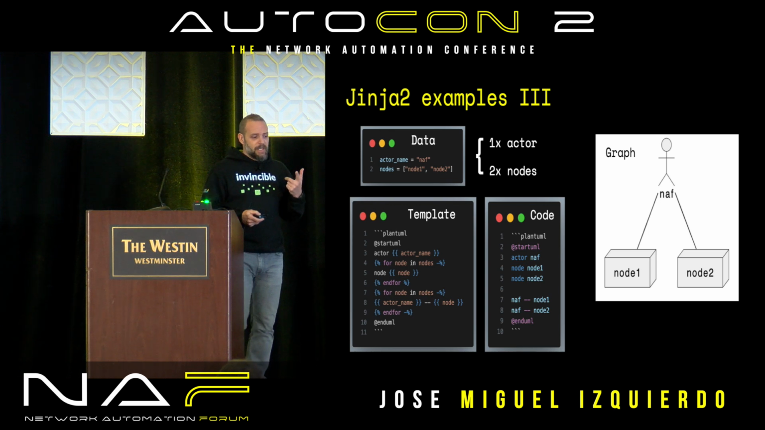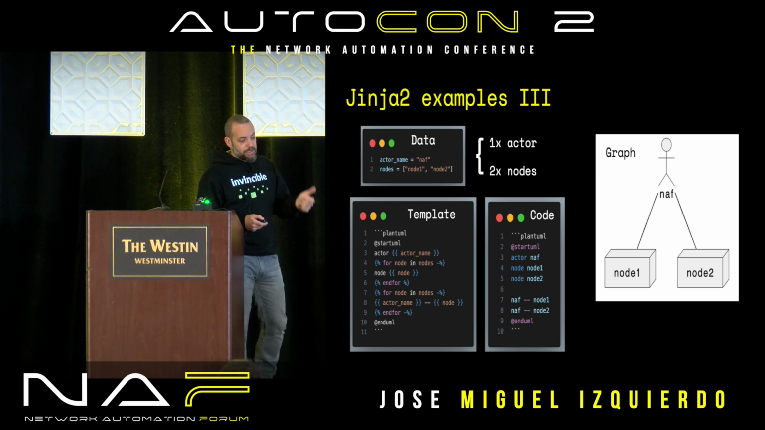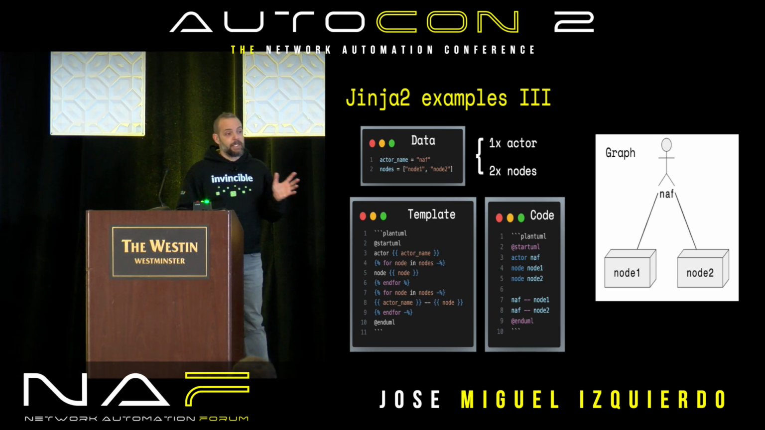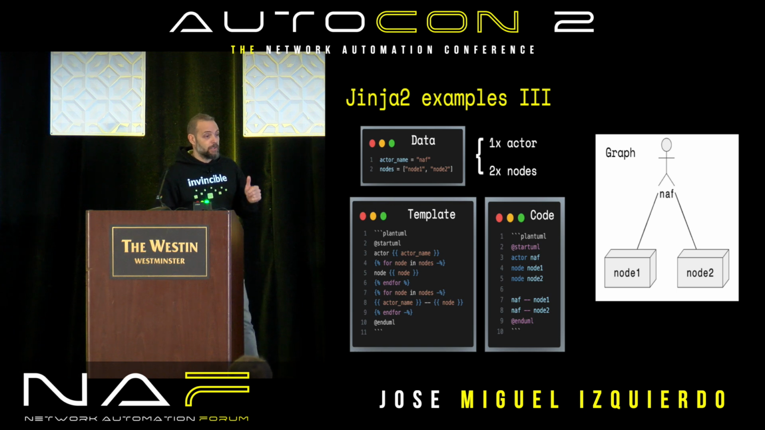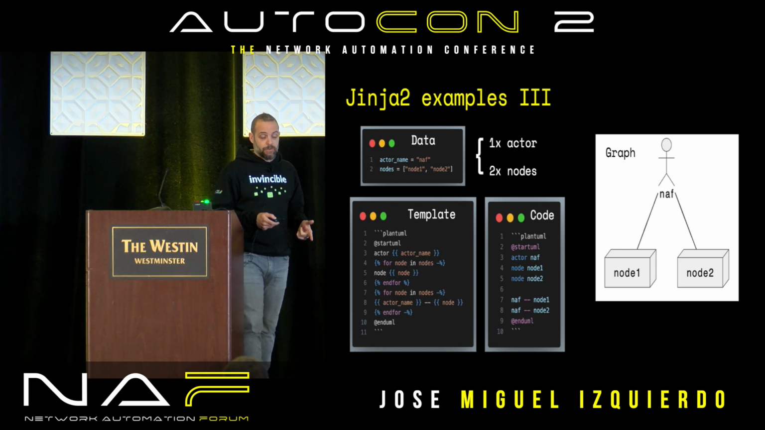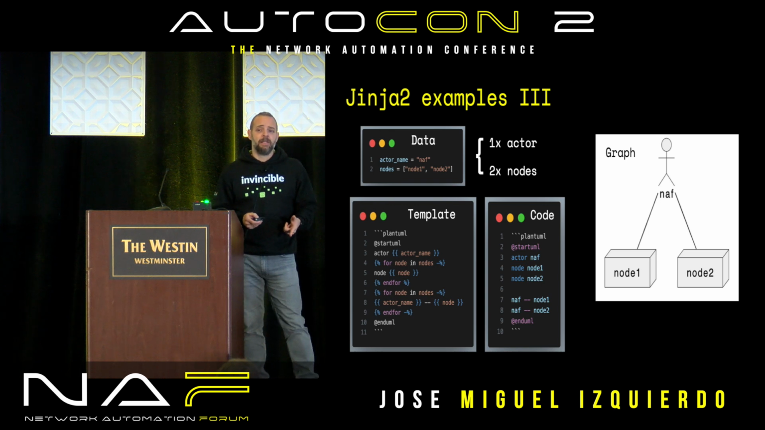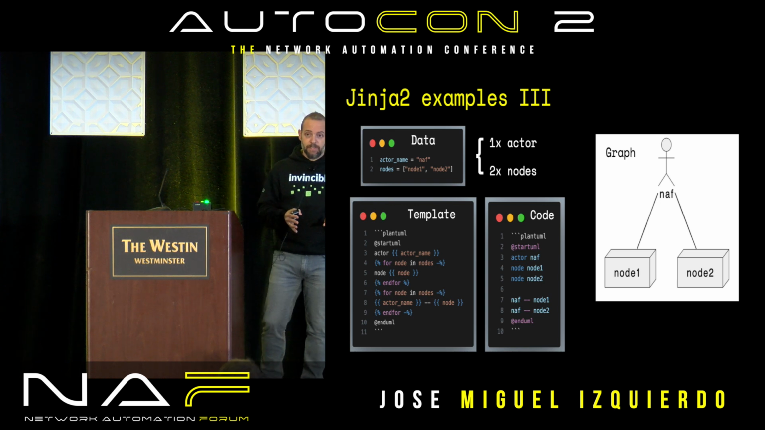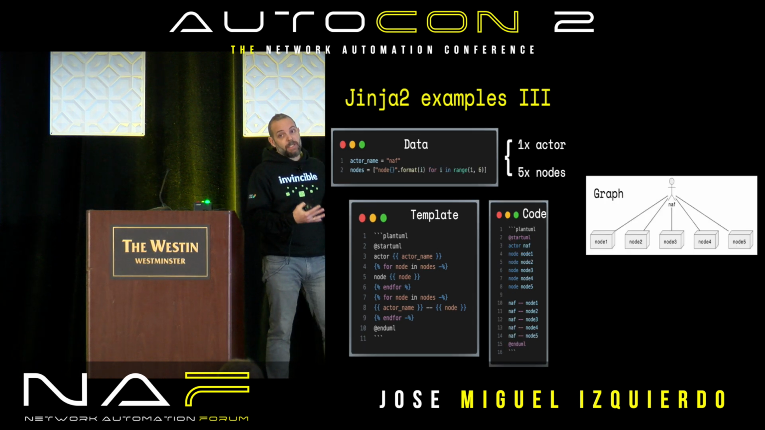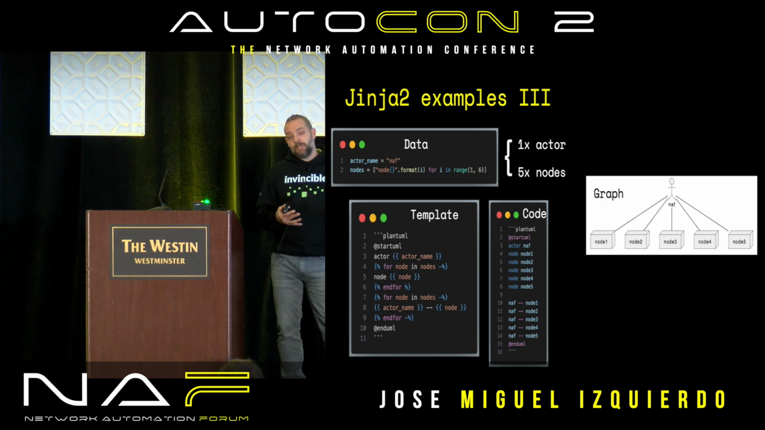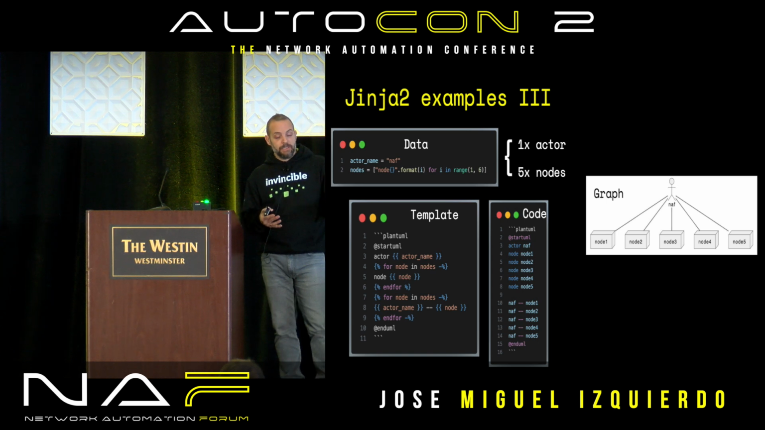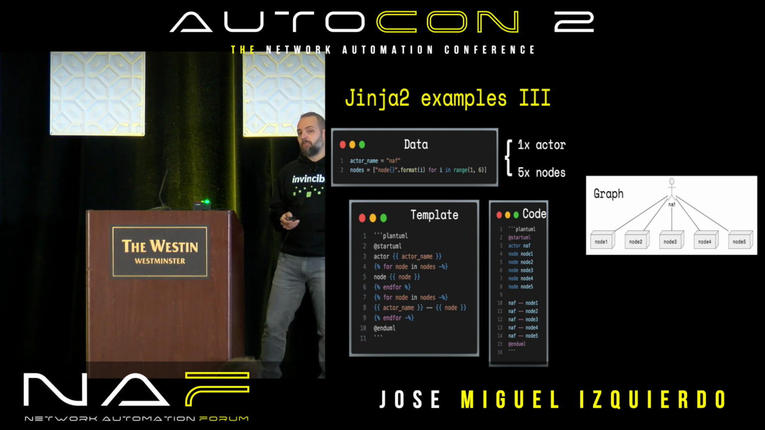In this case, we have our data, our template on the left-hand side, and the code that is being generated, right? We have one actor and two nodes. The diagram that has been generated is there on the right-hand side. What if we have 5 different devices? In this case the code rendered will be a little bit bigger, and the diagram is going to be a little bit different.